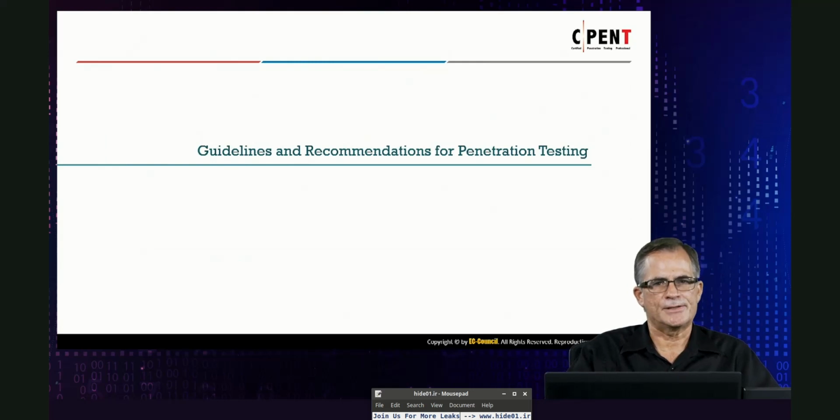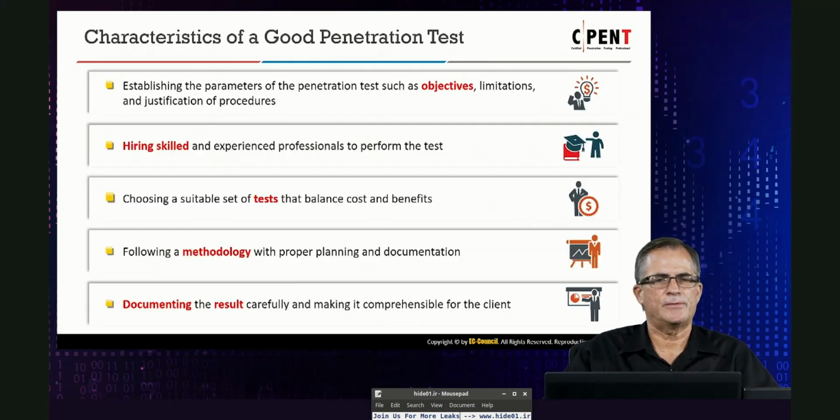So what are some guidelines and recommendations for penetration testing? Parameters of the test. We said, what are the objectives? What do they want to have take place? All right? And then make sure you staff the appropriate team. And then, based on your cost, you figure out what test you're going to be able to run. And then that systematic process, that methodology. Following that methodology, as we looked at the LPT methodology as an example, that systematic sequence of steps.